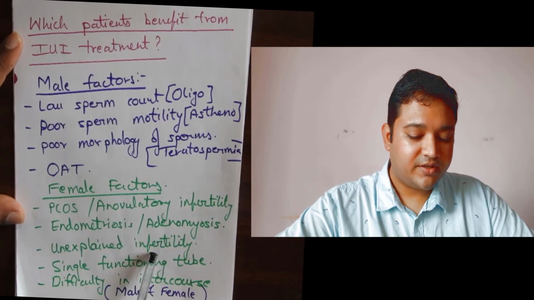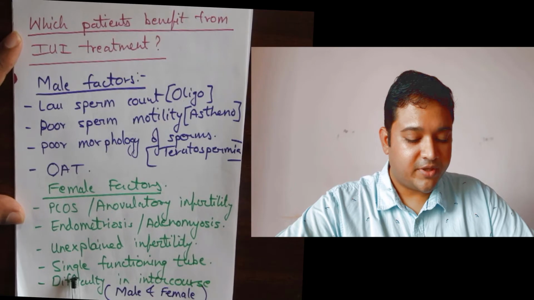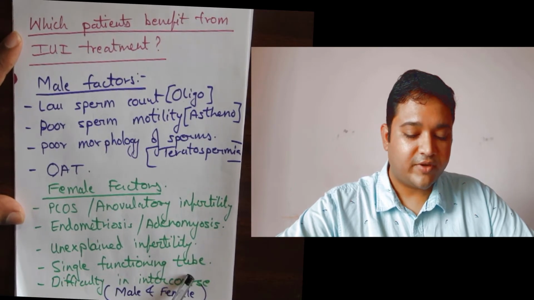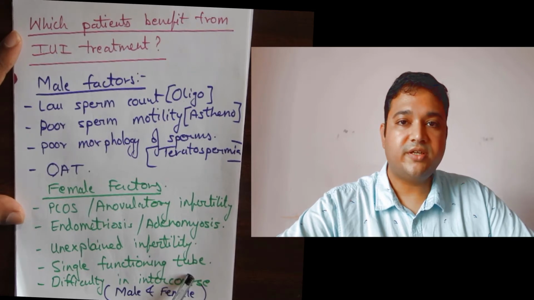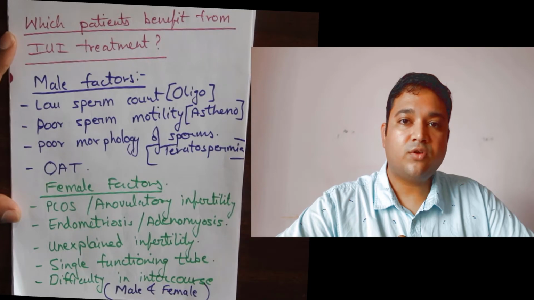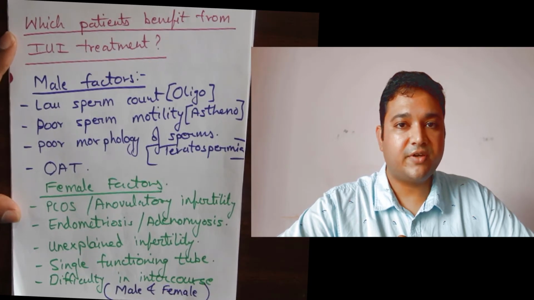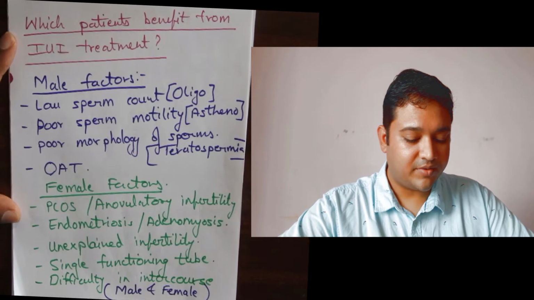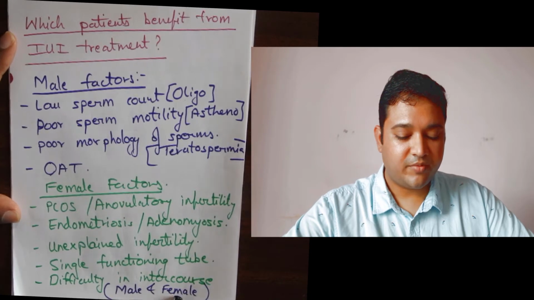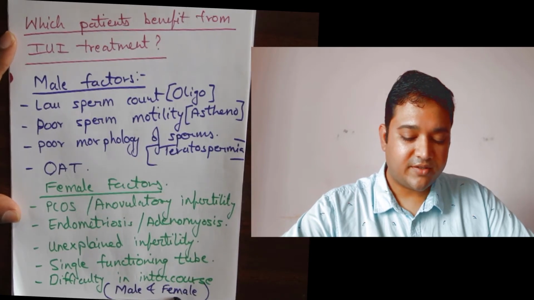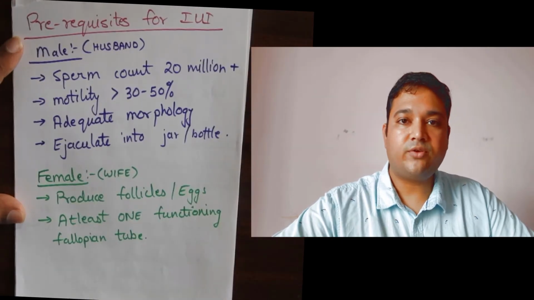Unexplained infertility. This type of fertility problem means that the reason for the infertility is unexplained or unknown. Women with a single functioning fallopian tube, where the fallopian tube is either diseased or blocked or has been surgically removed. IUI treatment can often be done in couples having difficulty in intercourse. For example, males having an abnormal shape and size of the penis, or in females who have an abnormally sensitive or tight vaginal introitus.